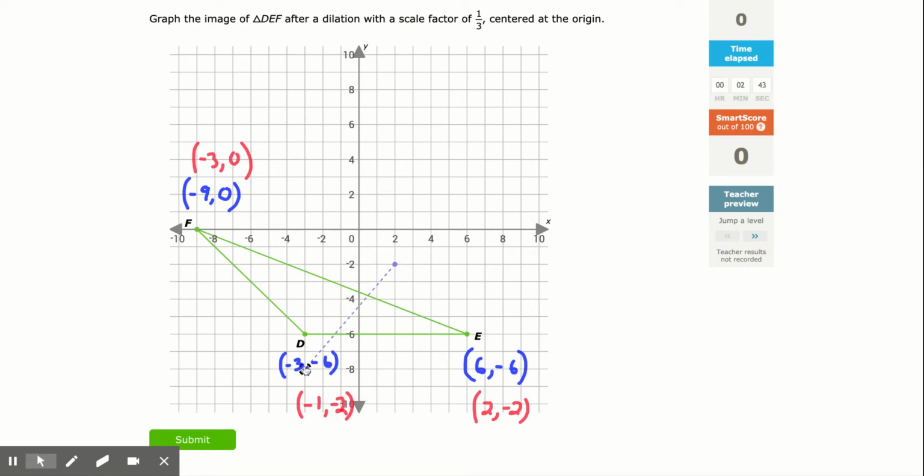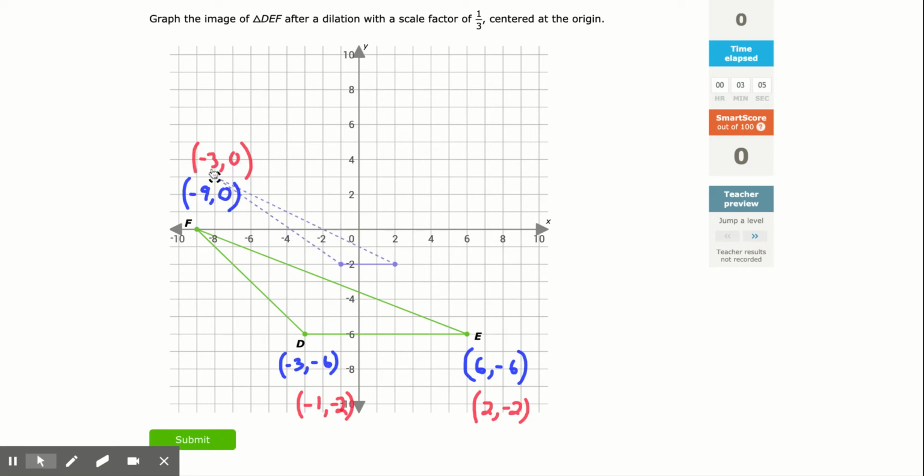Same thing here. I take the point negative 3, negative 6. I take 1/3 of negative 3. That's negative 1. I take 1/3 of negative 6. That's negative 2. So negative 1, negative 2. The biggest issue students are going to have is they're going to swap the x's and the y's on occasion. So try to keep careful of your x's and your y's.